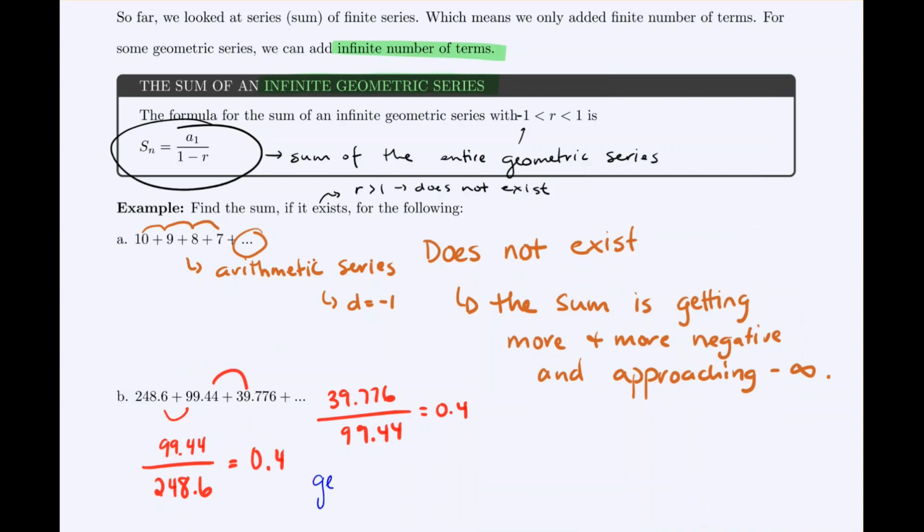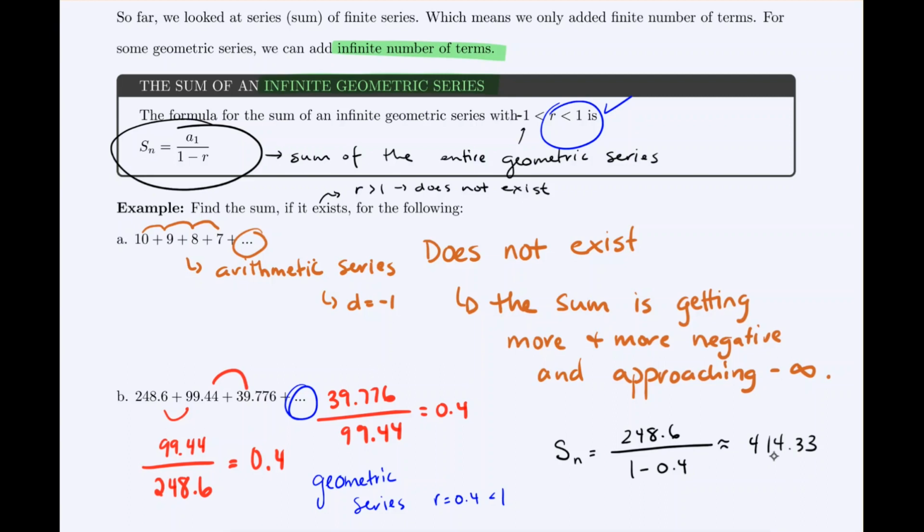That means we're dealing with a geometric series where r is equal to 0.4, which is definitely less than 1, so we've met the criteria there. And since we've got the dot dot dot, it's continuing forever, so infinitely, there's no end in sight, so the sum in this case is the first term, 248.6, divided by 1 minus the common ratio of 0.4. Carefully type this into our calculator and we would get 414.33 when rounded to 2 decimals.